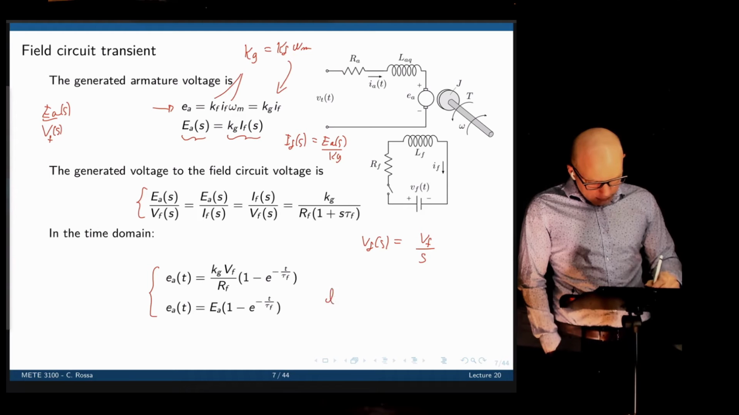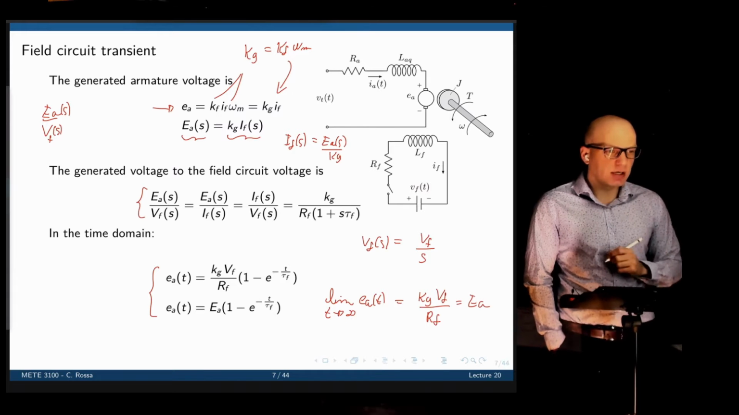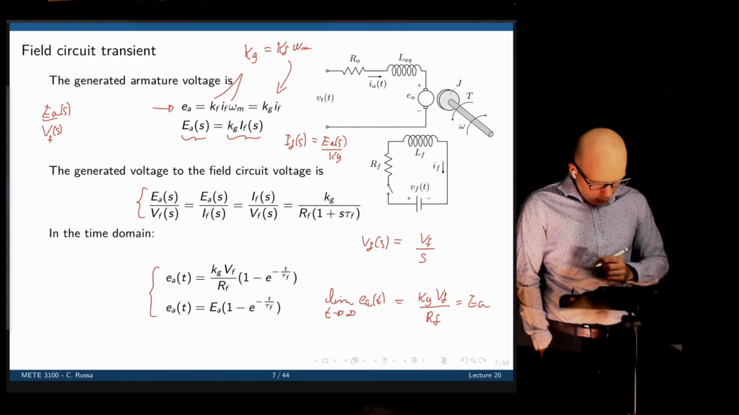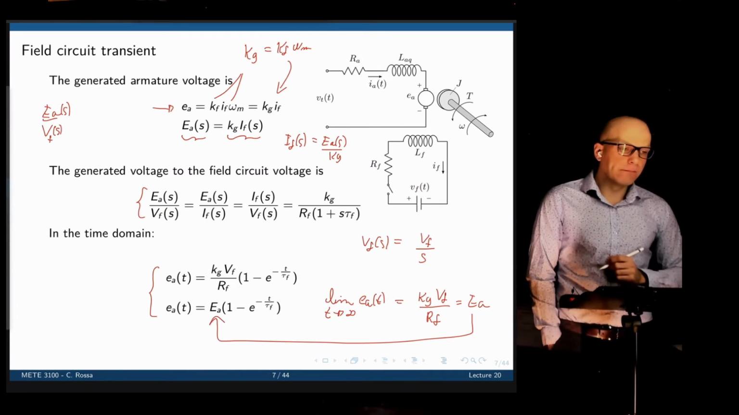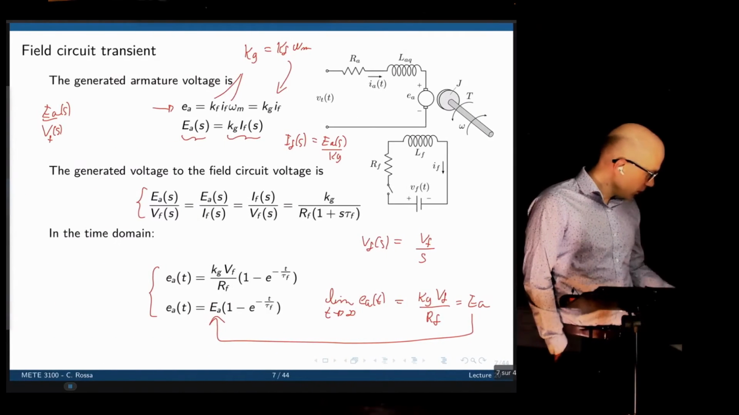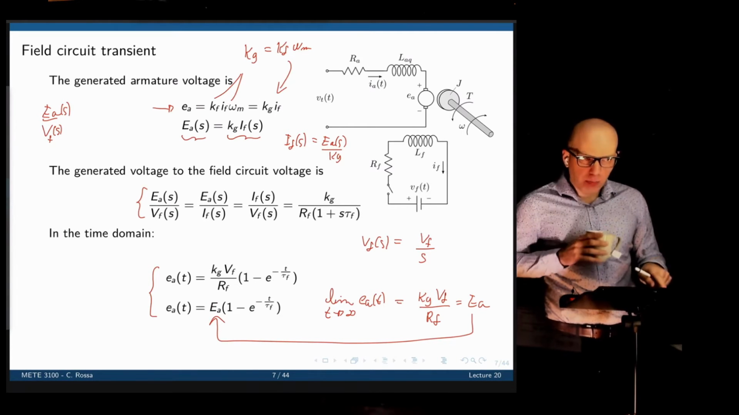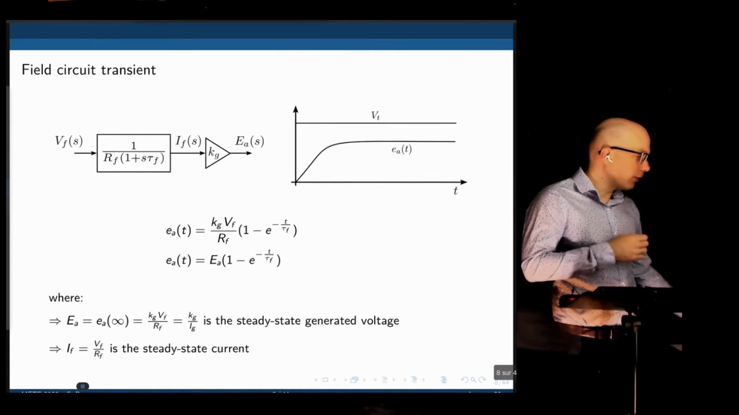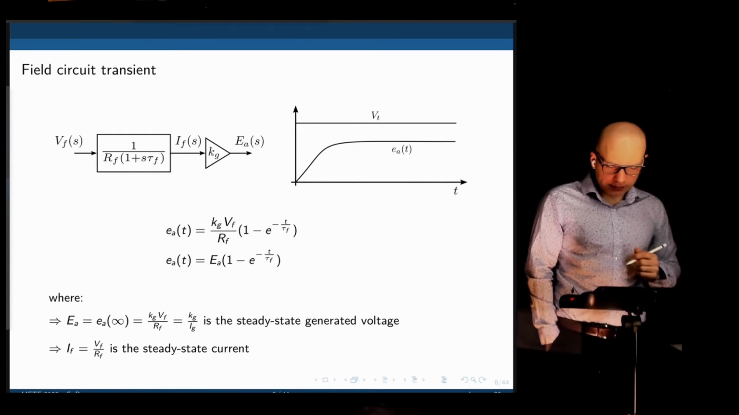If you take the limit of EA of t when t tends to infinity, this gives Kg Vf over Rf, and this is what you're going to call the steady state voltage in the rotor winding. And EA is right there. Okay. Any questions here? So far, so good. Okay. It is very simple. In control systems, we dealt with things that were way more complicated than this.